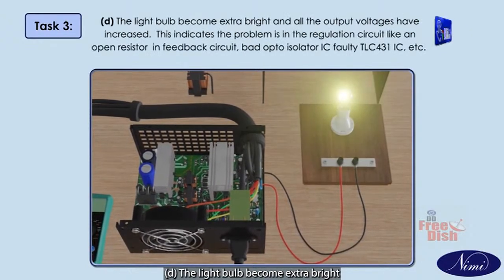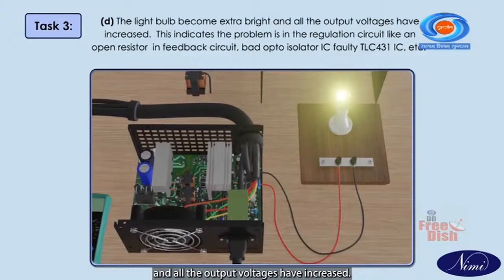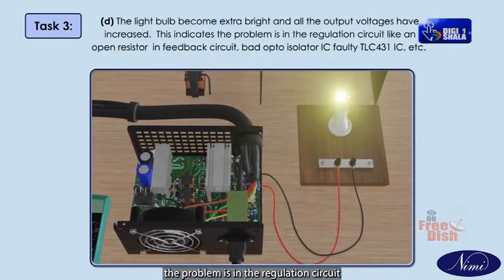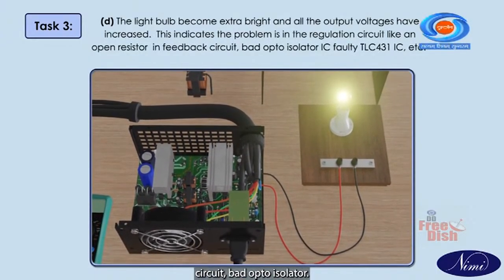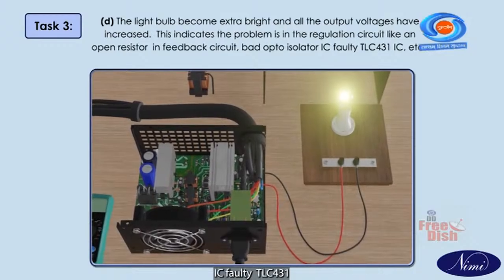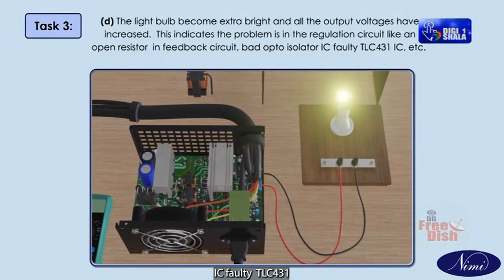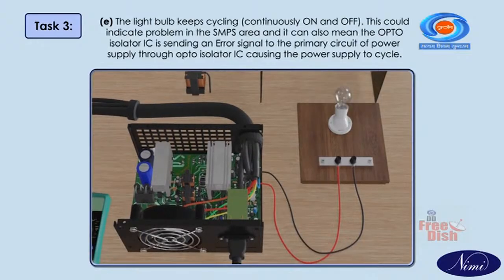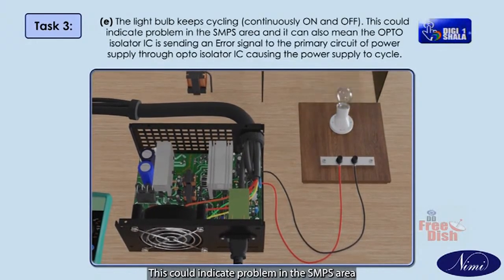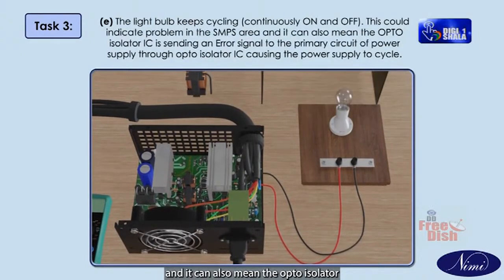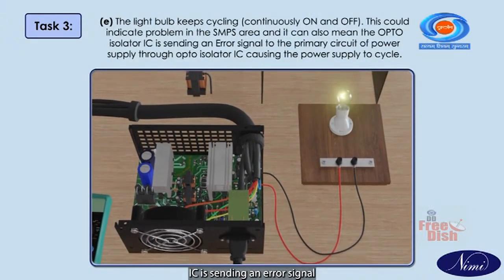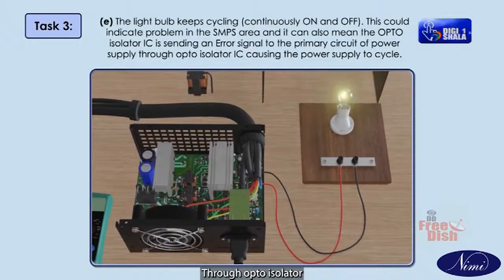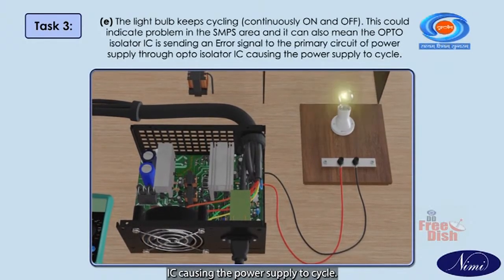The light bulb becomes extra bright and all the output voltages have increased. This indicates the problem is in the regulation circuit, like an open resistor in the feedback circuit, a faulty opto-isolator IC, TLC 431 IC, etc. The light bulb keeps cycling continuously on and off. This could indicate a problem in the SMPS area, and it can also mean the opto-isolator IC is sending an error signal to the primary circuit of the power supply, causing the power supply to cycle.